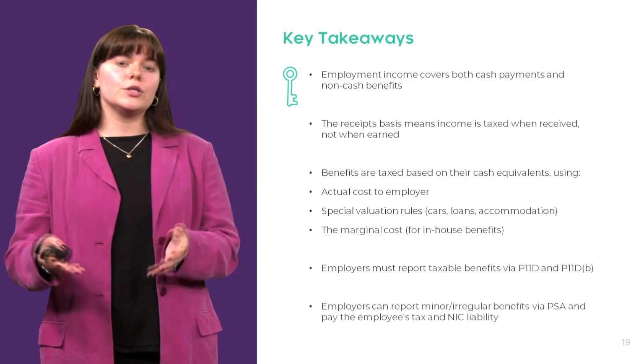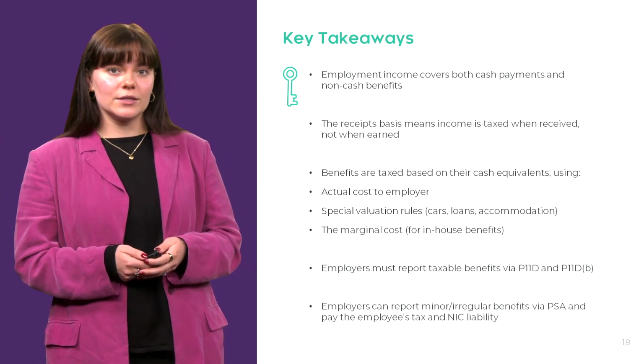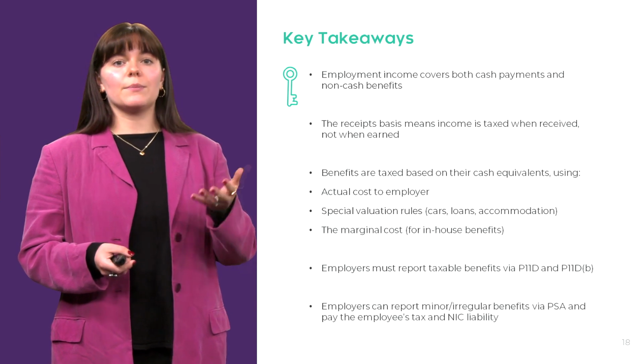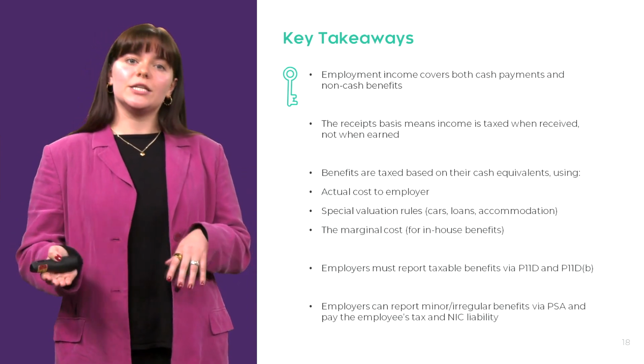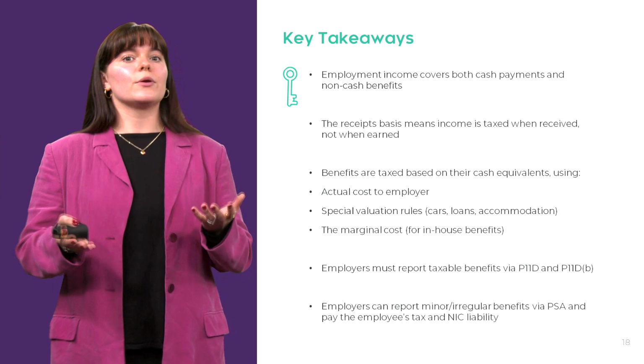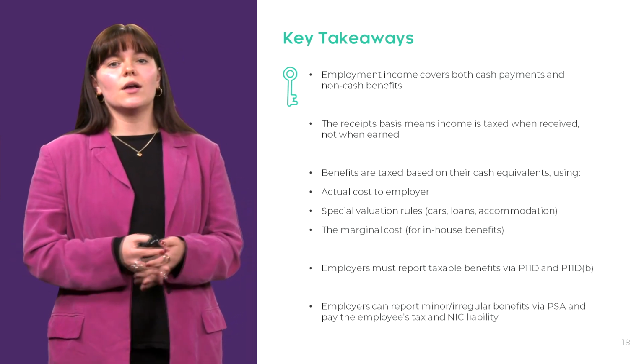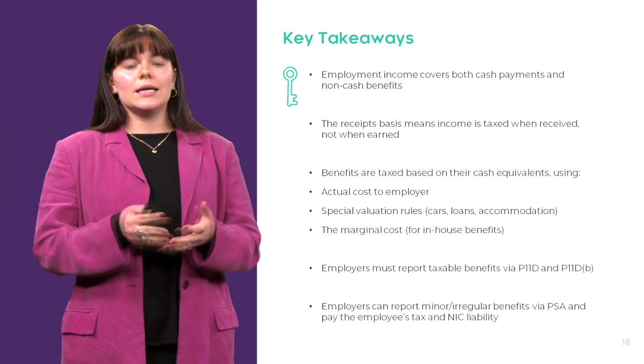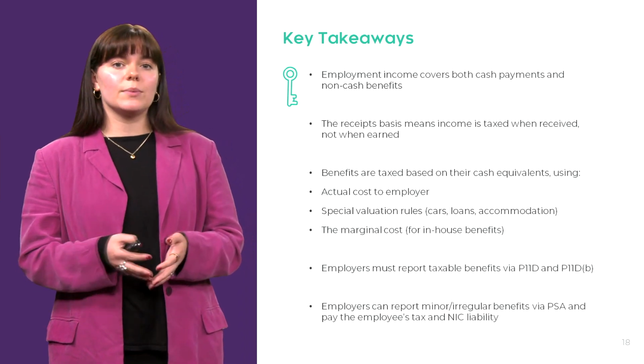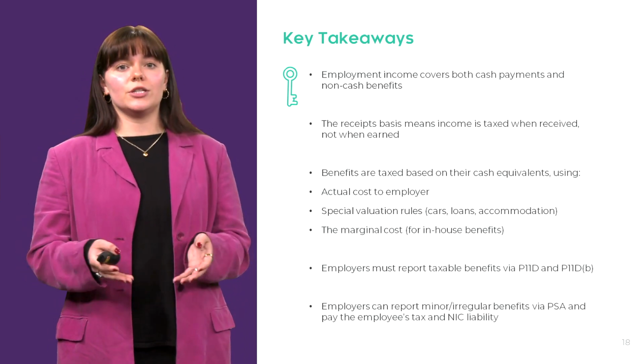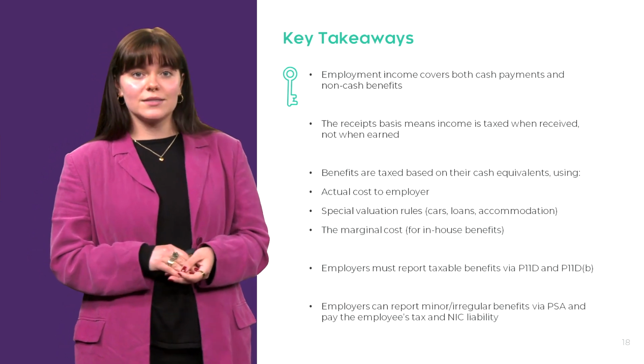You also saw the two main ways to report benefits, through P11D forms, where the employee pays the tax, and through pay-as-you-earn settlement agreements, where the employer pays tax and national insurance on the employee's behalf. Each method has implications for tax liability, timing, and administration, so it's vital to get it right.